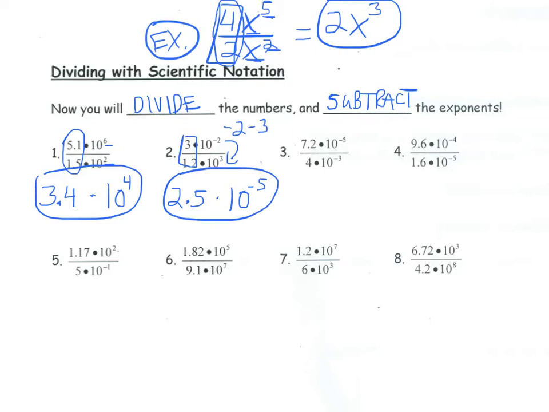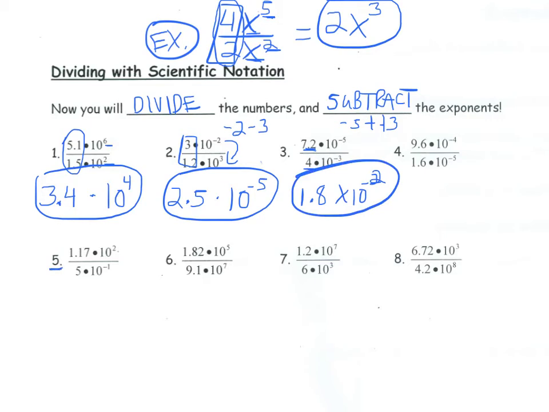Okay, let's do number 3. So number 3, I'm dividing these numbers first. So 7.2 divided by 4 gives me 1.8. And I like that number. Just one non-zero digit to the left. And then when we subtract, we're doing negative 5 minus, don't forget, this negative 3. So this is where it can get a little tricky. If you're subtracting a negative, you add it. So negative 5 plus 3 is negative 2. So it's times 10 to the negative 2. So that's our answer.